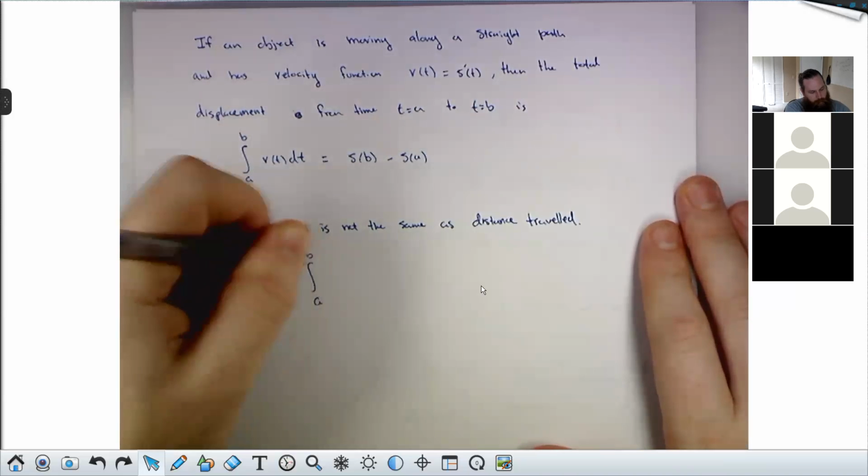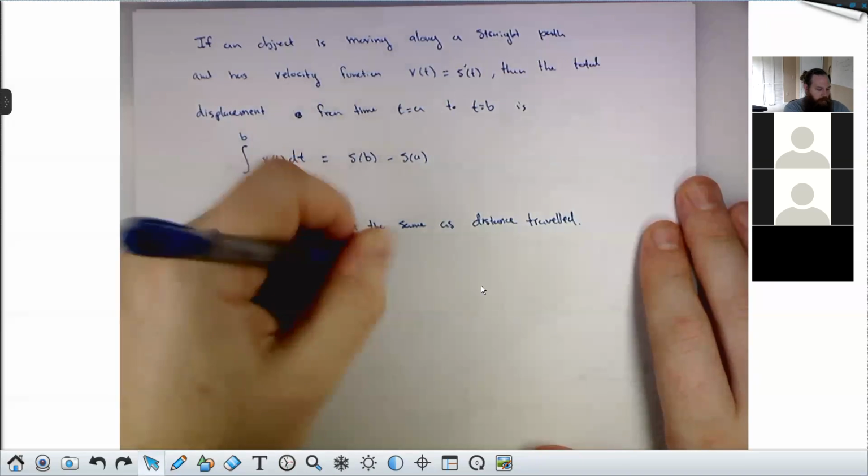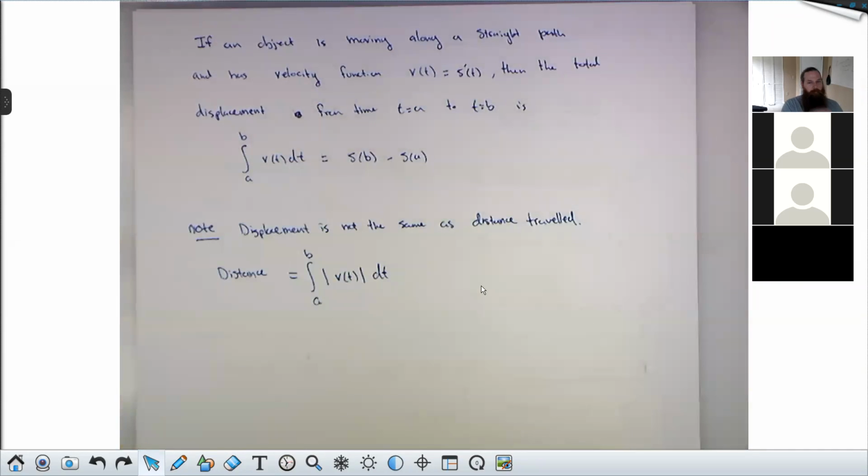is the integral from A to B of the absolute value of V. In other words, if you're moving forwards and backwards some of the time, then your displacement is not going to be the same as your total distance traveled, right? If I run back and forth on a 10-foot straight path, like 5 times, then I've traveled 50 feet, but my displacement is 0.